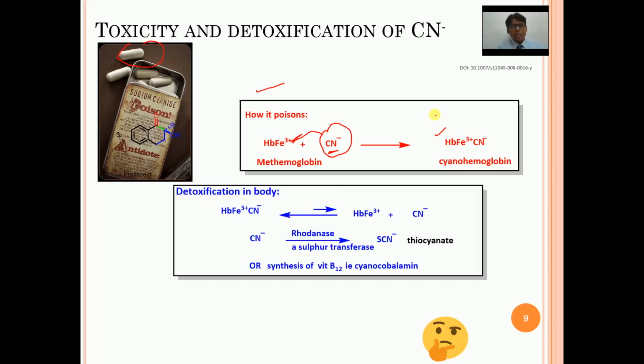Our body does detoxification of a little cyanide, which is in the permissible level. How does it do that? Cyanohemoglobin to some extent hydrolyzes into cyanide ion, and that cyanide ion, in the presence of an enzyme, sulfur transferase, converts cyanide into thiocyanate, and that is passed out in the urine.